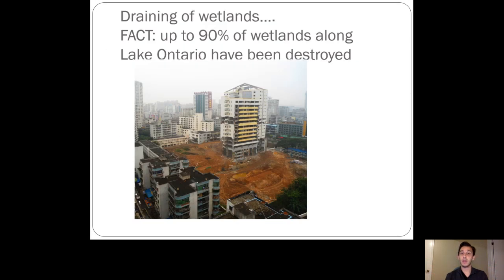Here's a fact in Ontario. 90% of the wetlands along the coast of Lake Ontario have been destroyed. For what? So that we can build condos and office buildings and townhouses and houses, right? And I know we need places to live. I realize that, but that is a staggering figure that we have eliminated 90% of the wetlands in the area that we live, right? That is a huge change in a very short amount of time.